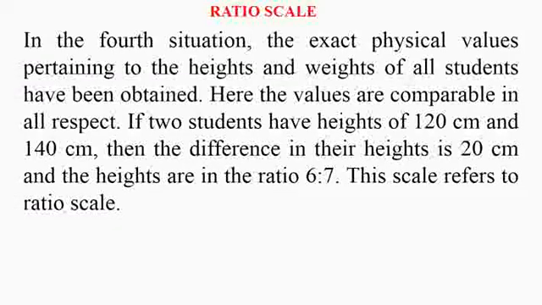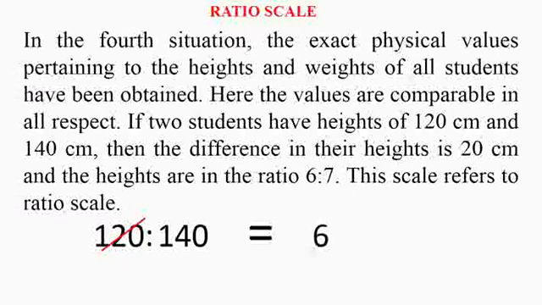And the heights are in a ratio. We can put them in the ratio 6:7. Some may not understand how we came about this 6:7. I will quickly explain that. When we have 120:140, we can say it is equal to 20 in 120 will give 6. Then we have it ratio 20 in 140 will give 7. That is how we came about the 6:7 here.